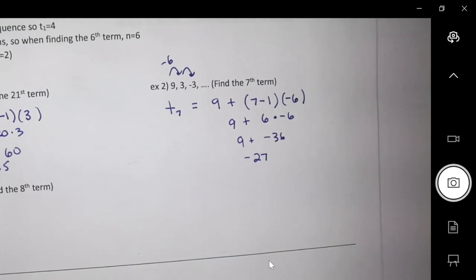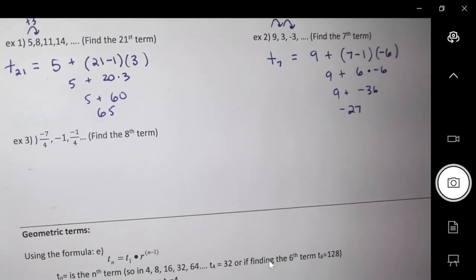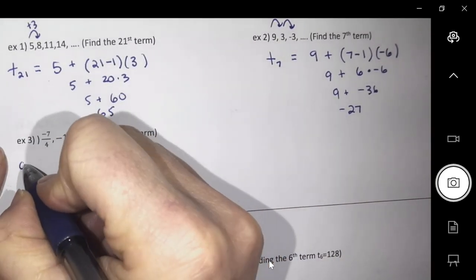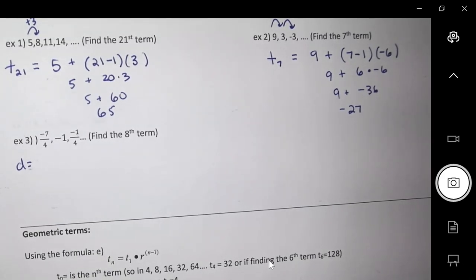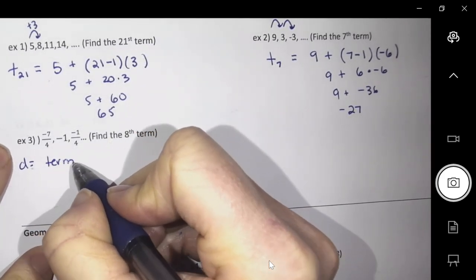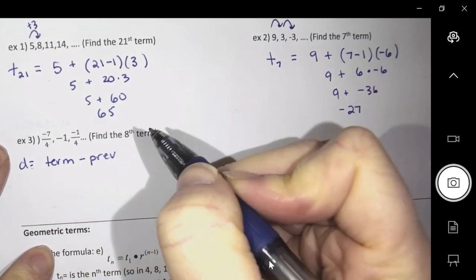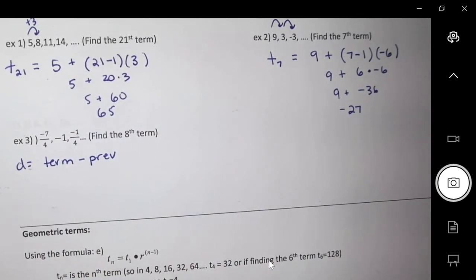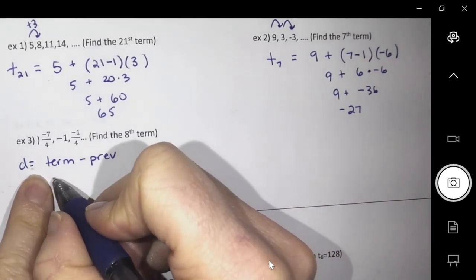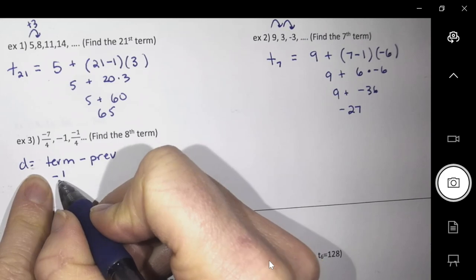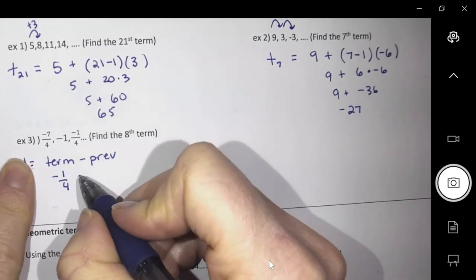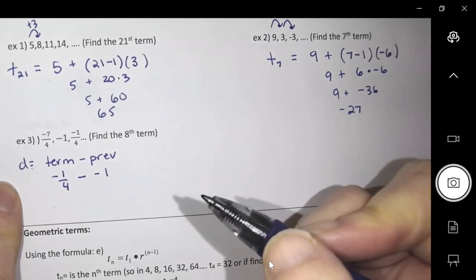Okay, fraction 1. First thing we're going to do is figure out the difference. If you don't see it, how do you figure it out? Take any term and subtract something in front of it. What do you want to pick here? The 1 seems good. You want to start with the 1? No, I said negative 1/4 minus 1. Okay, negative 1/4 minus a negative 1.